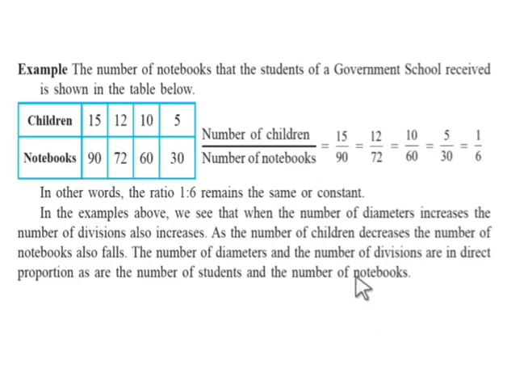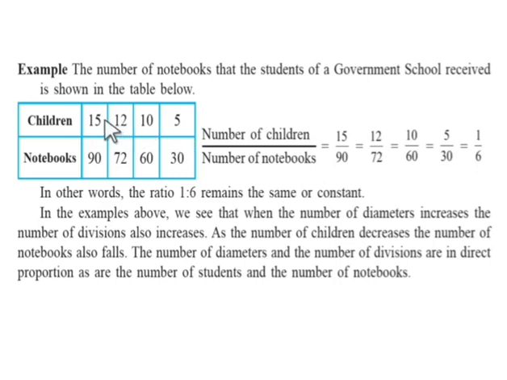Now next example given below it, the number of notebooks that the students of a government school received is shown in the table below. Now in this table you will see these are the number of children and these are the number of notebooks received by them. That is, 15 children received 90 notebooks, 12 children received 72 notebooks, 10 children received 60 notebooks and 5 children received 30 notebooks. So if you take the ratio of these two quantities, that is number of children and number of notebooks, let us see what happens.